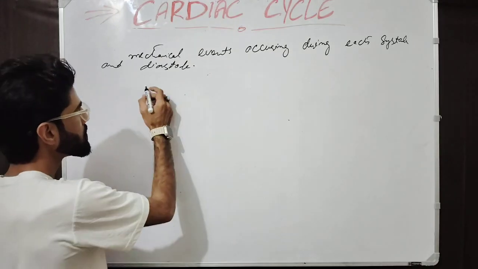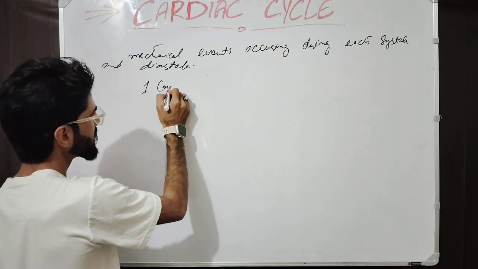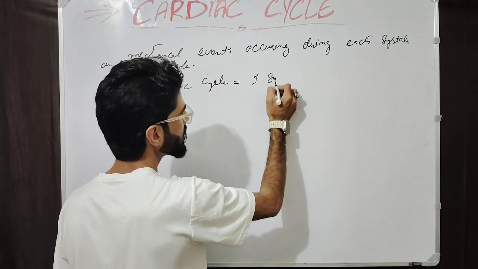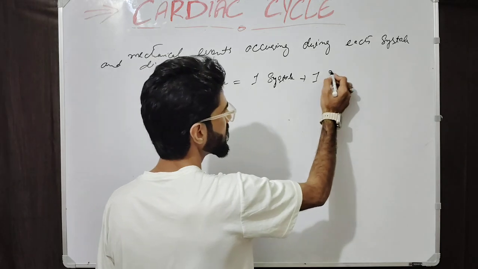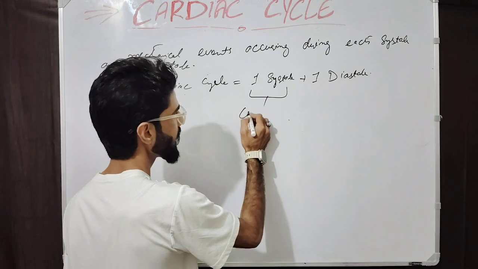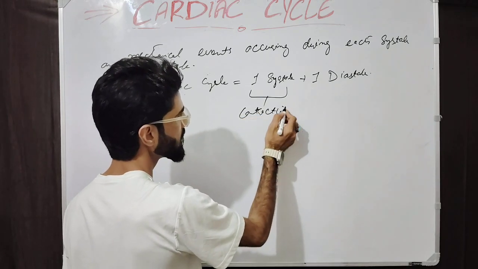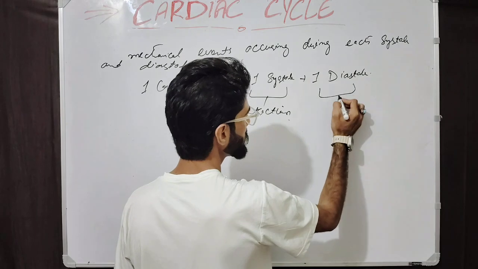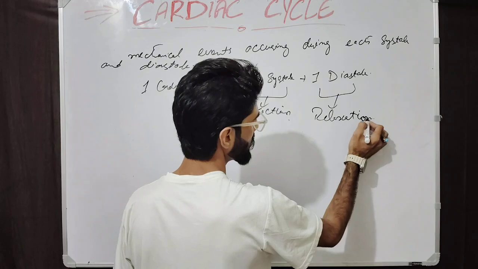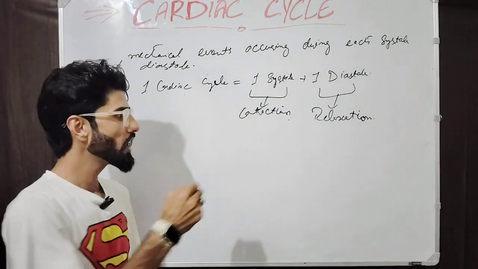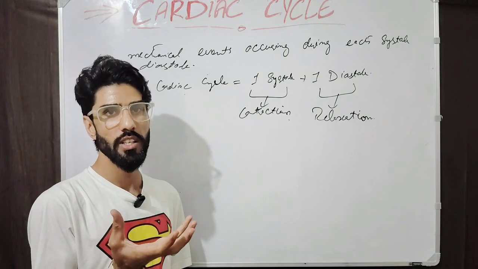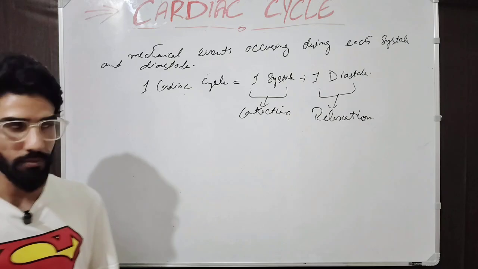One cardiac cycle is equal to one systole plus one diastole. What is systole? Systole means contraction, and diastole means relaxation. During the contraction, it will eject blood out, and during relaxation, the ventricles will start relaxing and the ventricles will fill with blood. Okay?